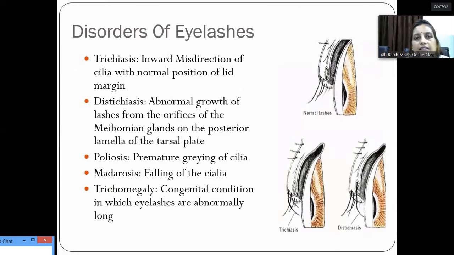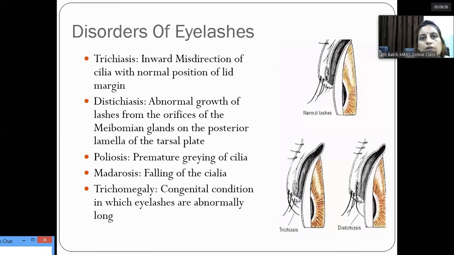Disorders of the eyelashes. So we see trichiasis, distichiasis, poliosis, madarosis, and trichomegaly. Trichiasis is a misdirection of the cilia with normal position of the lid margin. Distichiasis is abnormal growth of lashes from the orifices of the meibomian glands on the posterior lamella of the tarsal plate. Poliosis is a premature graying of the cilia, and madarosis is falling of the cilia.